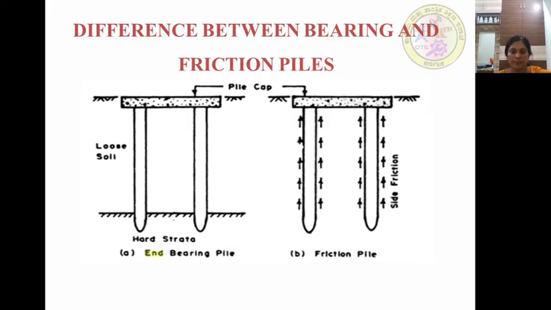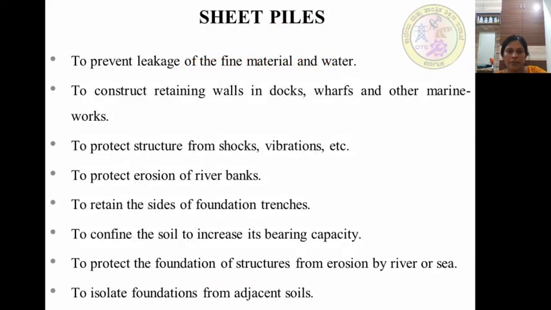So next, the types of sheet piles. These sheet piles are essential in some situations. Let's see where these sheet piles are adopted. These sheet piles are required to prevent leakage of fine materials and water. They are used in retaining wall constructions, in docks and wharfs, and other marine structures.